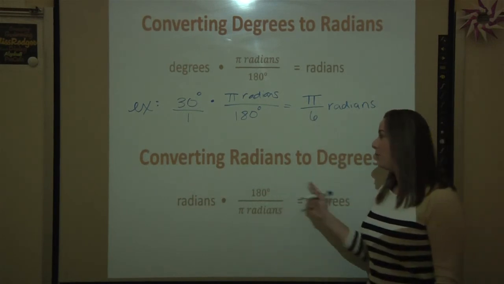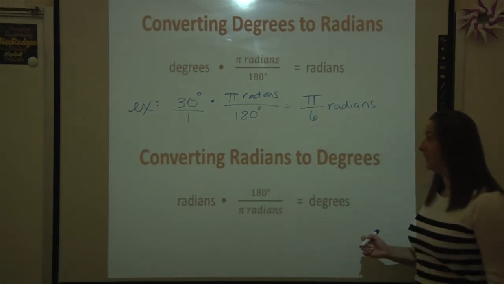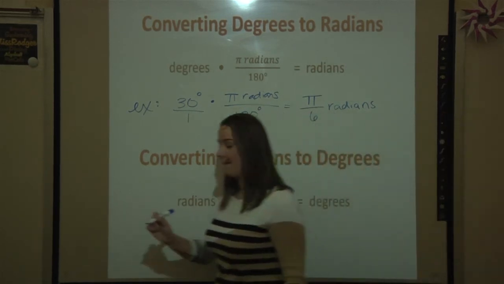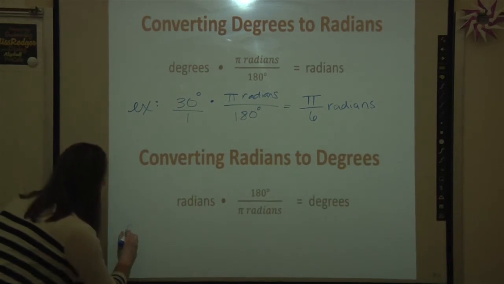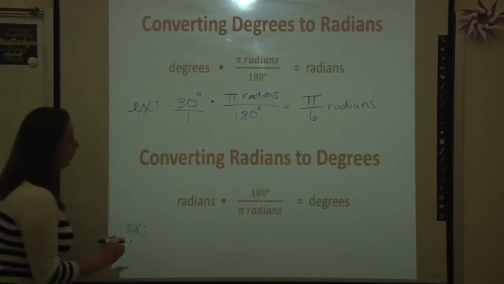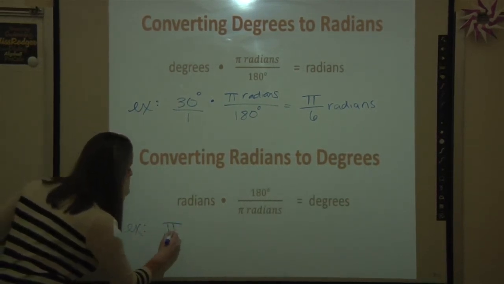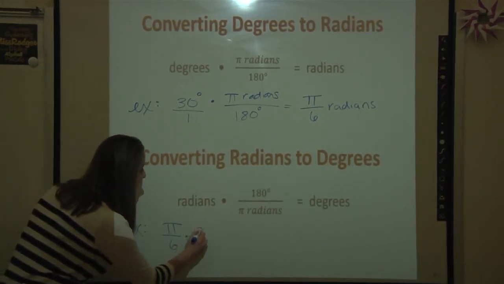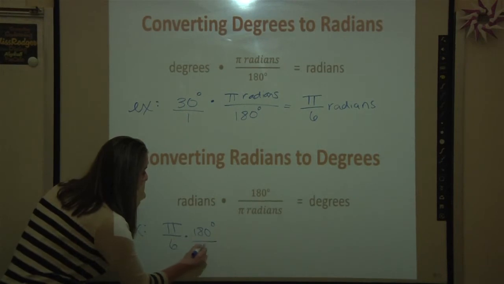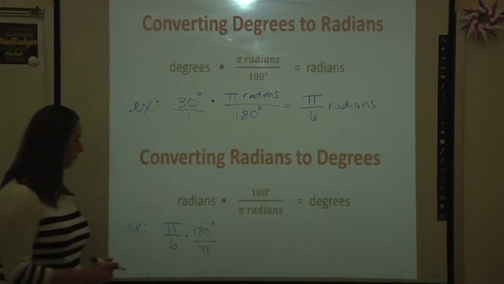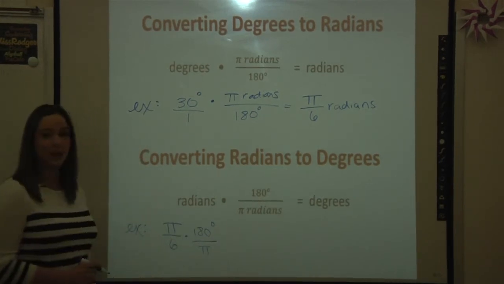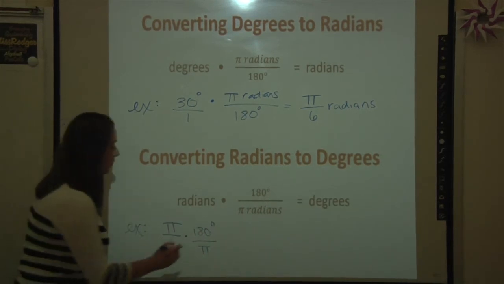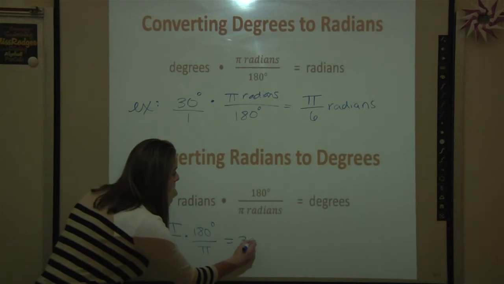Let's take a look at a problem where we go from radians to degrees. If I want to think about this same problem, I can go from pi over 6, which is my radians, and multiply this by 180 degrees all over pi radians. So my pi's cancel out, and I get 180 degrees all over 6, which will simplify to be 30 degrees.